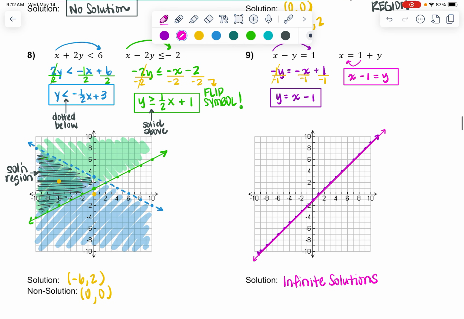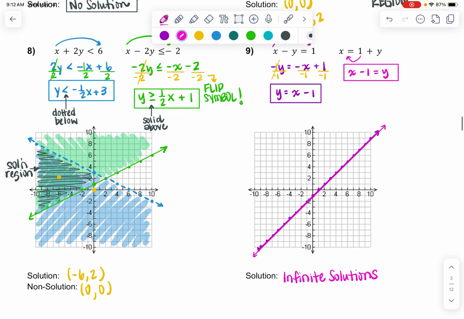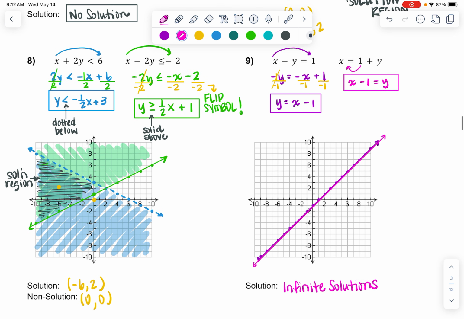All right, I'm going to stop there because that's where our Unit 5 stops for systems, and then we'll pick back up on number 10.